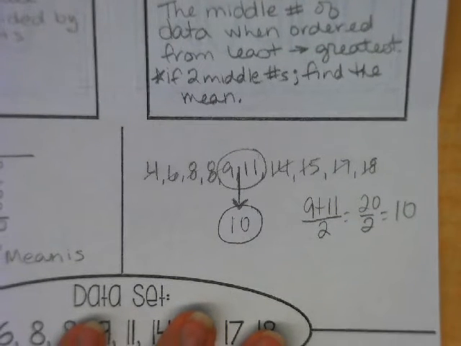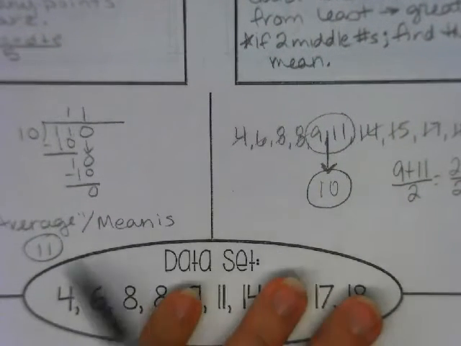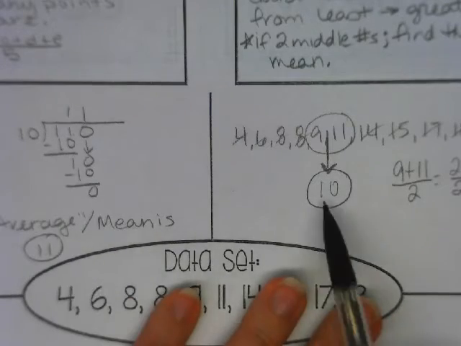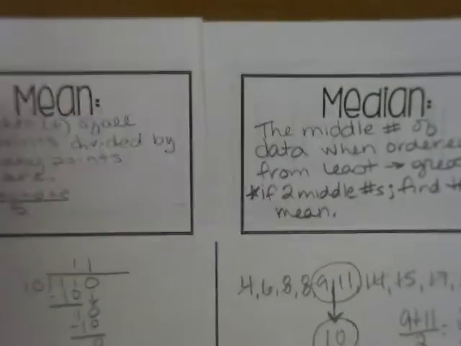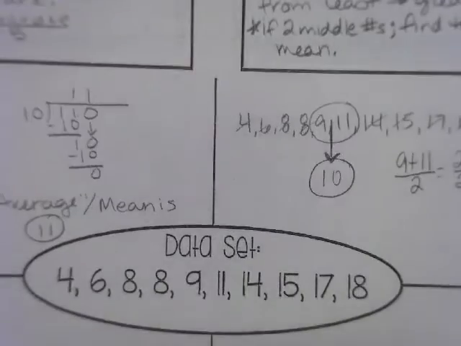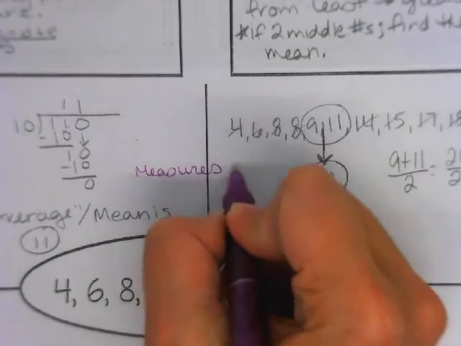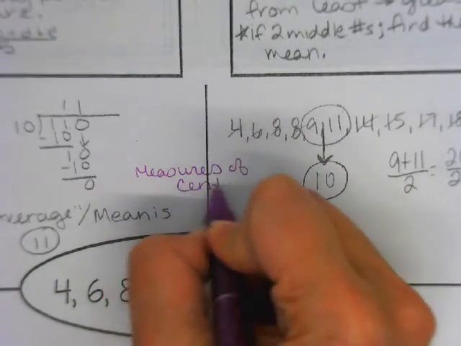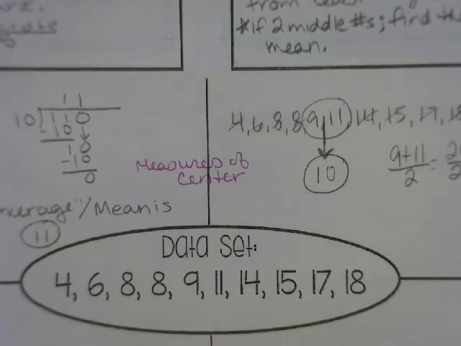So again, if these are ages of your cousins, the mean and the median, they won't always be the same, but they're probably going to be pretty close. These two, the mean and the median, are what we call measures of center, because they're pretty close to what the middle number is, or the center number, okay?